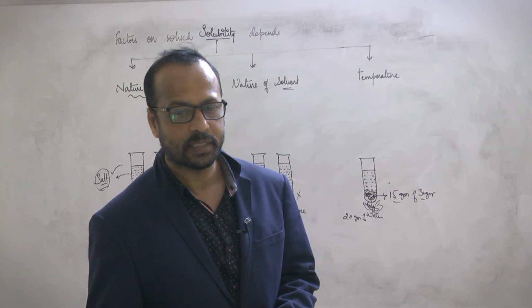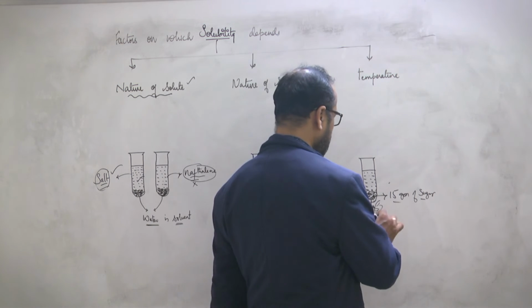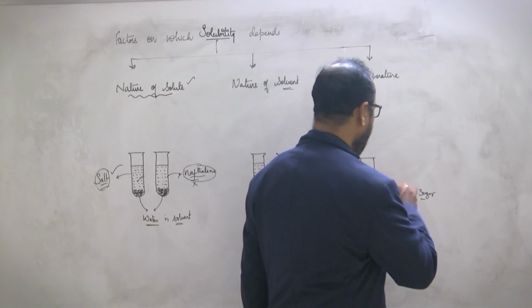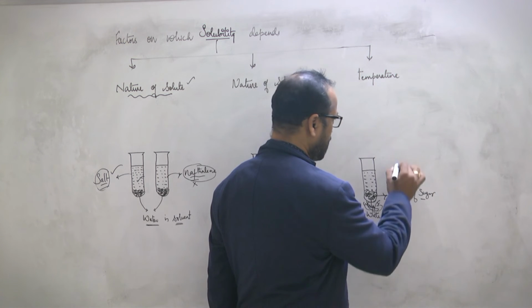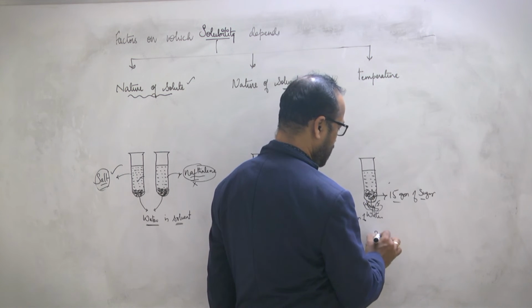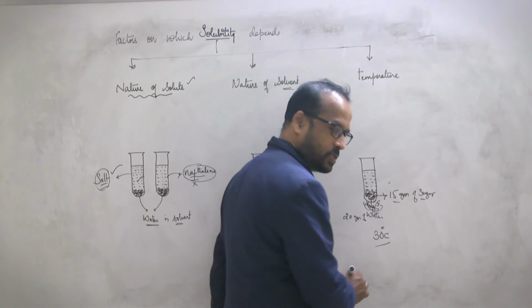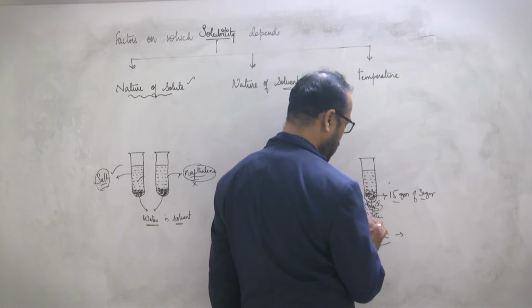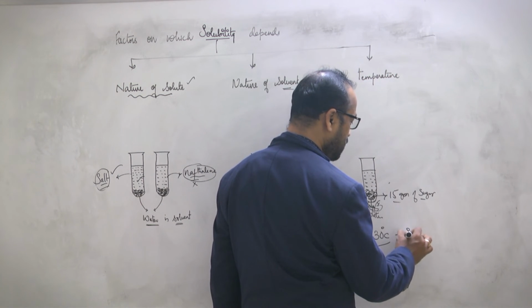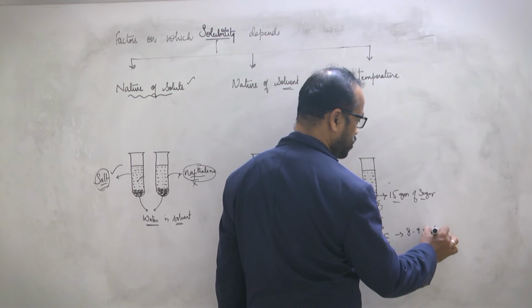Yes, sir. On heating, the sugar dissolves. Now I am increasing the temperature. At room temperature, which means normally about 30 degrees, imagine that this 20 grams of water can dissolve only some 8 to 9 grams of sugar.